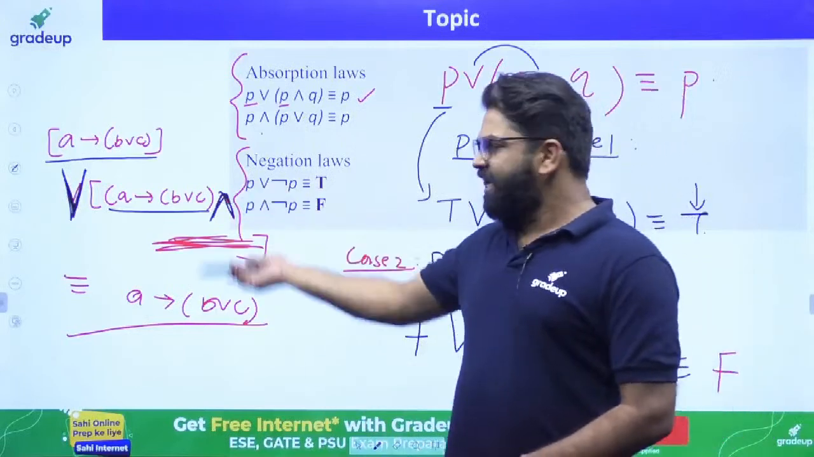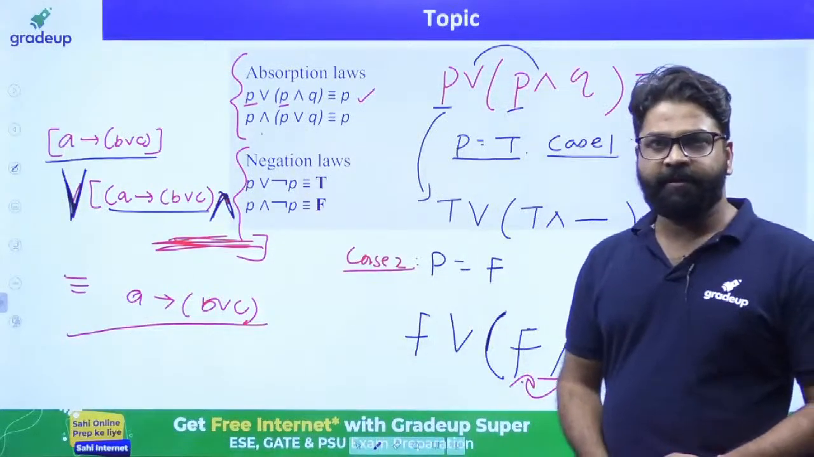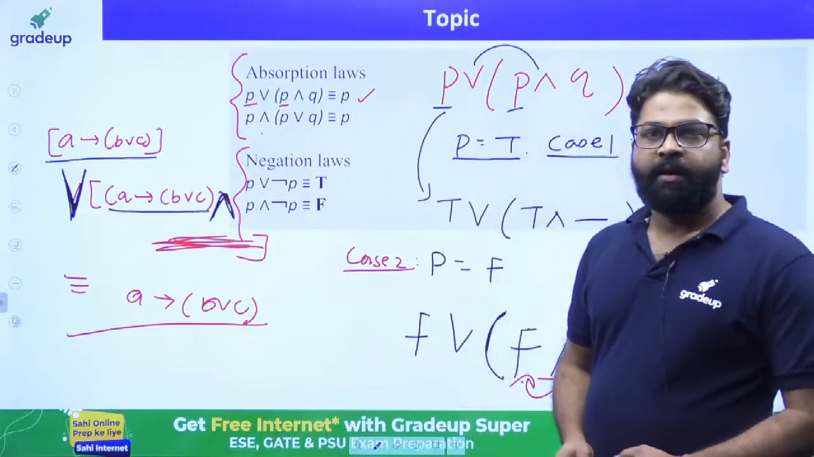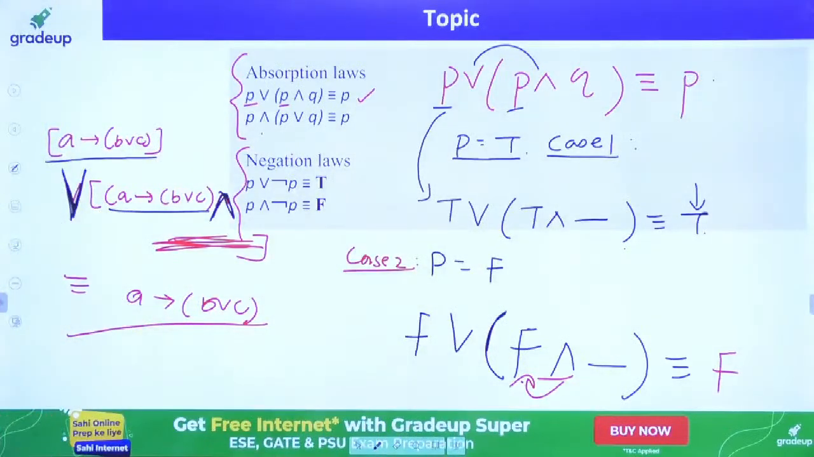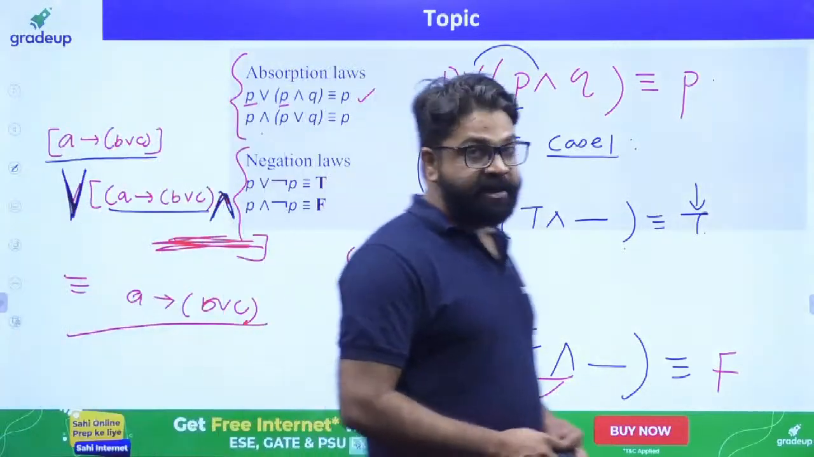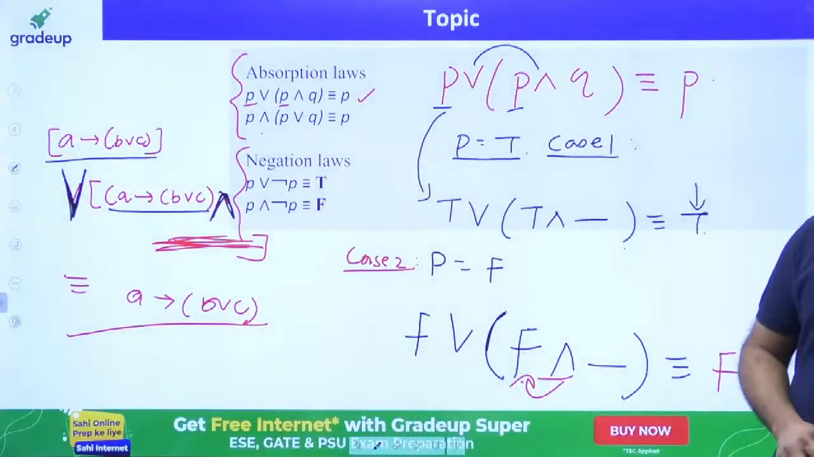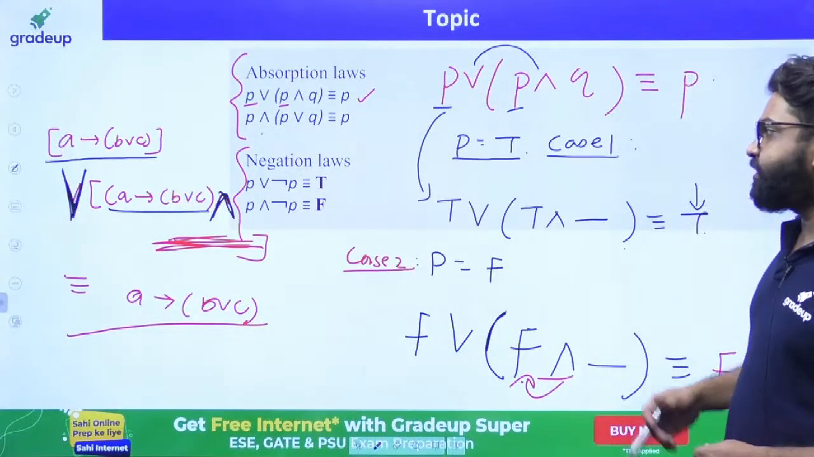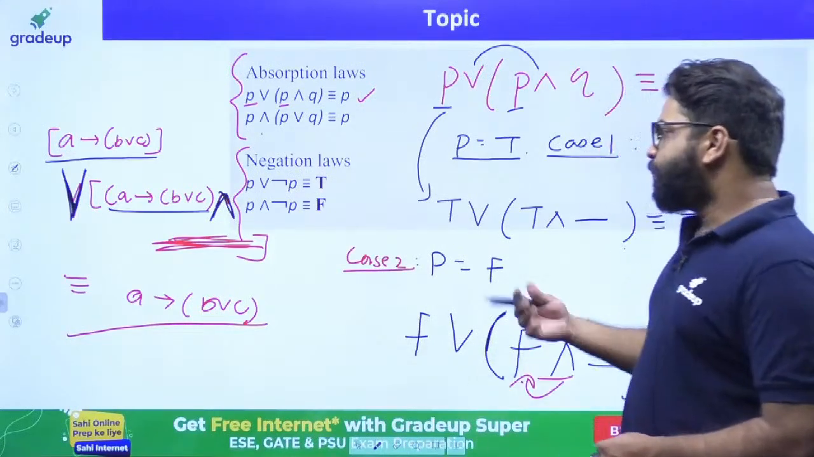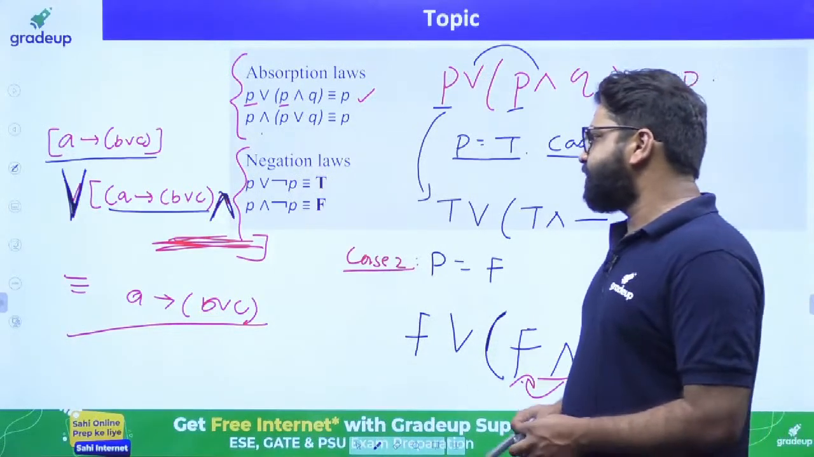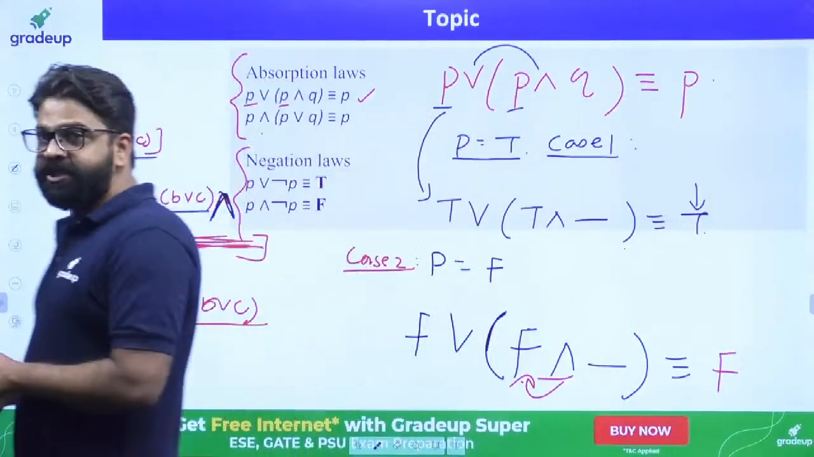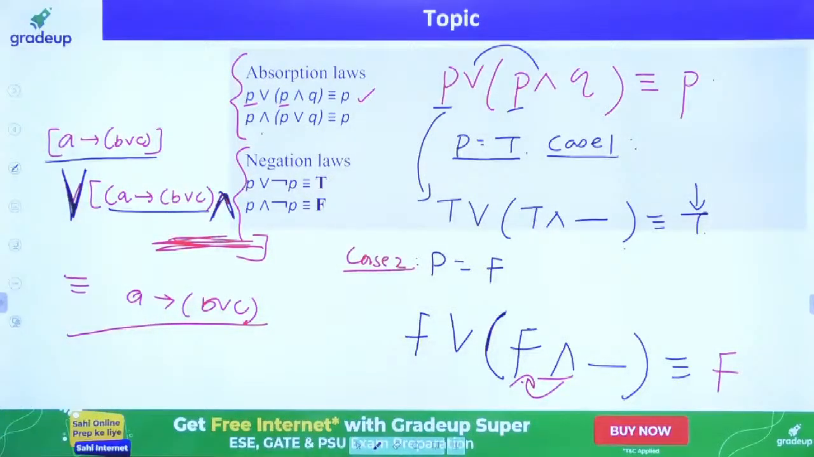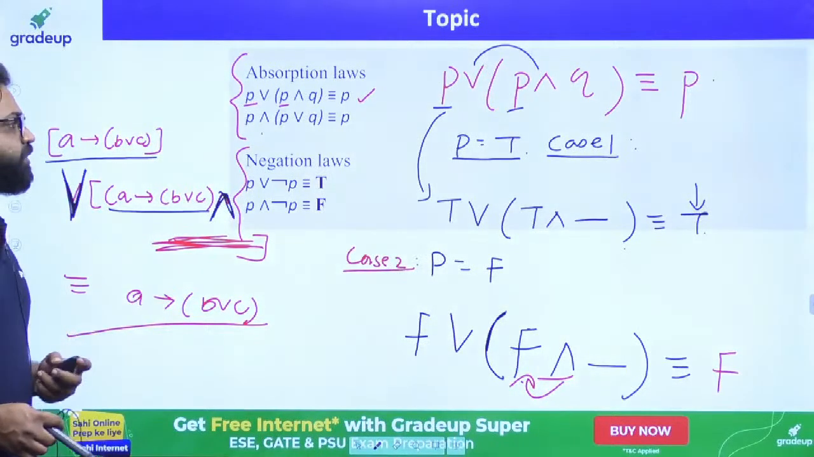Negation laws: there P is present, and negation of P is also present. Okay, let's talk about this. That's nothing but the negation laws. P or negation of P, and then you will get the answer true. P and negation of P, that you will get the answer false. So in this way we can understand the whole concept related to this. Okay, so this is the absorption and negation law.